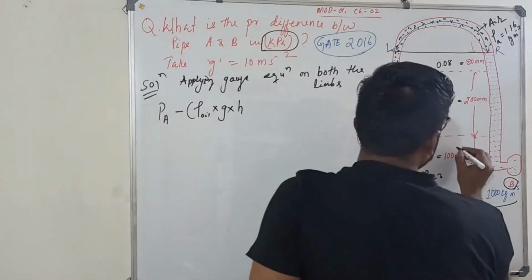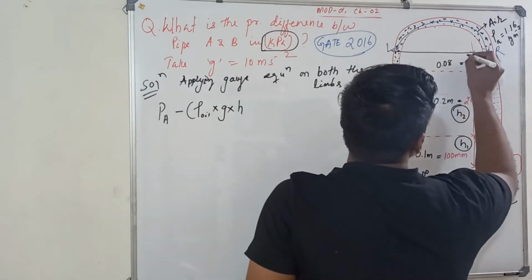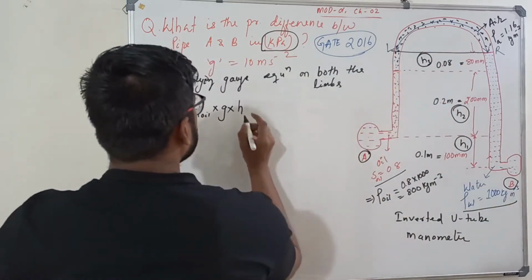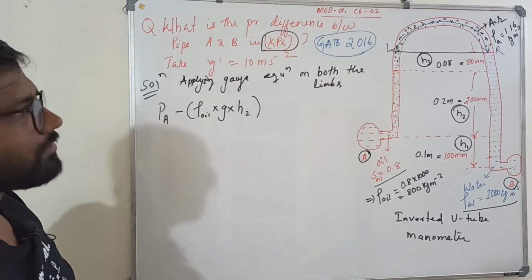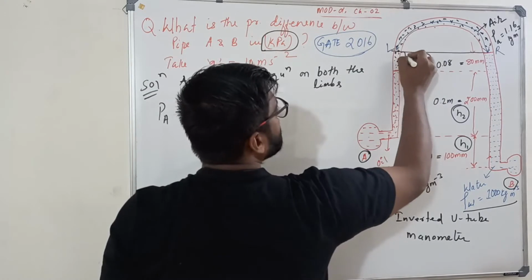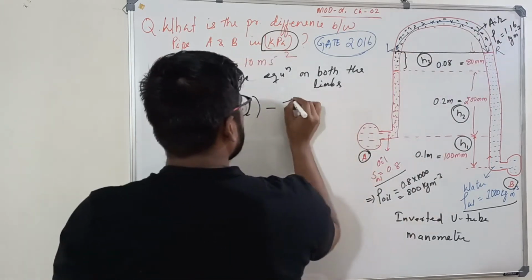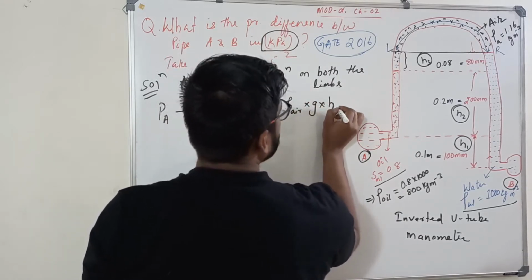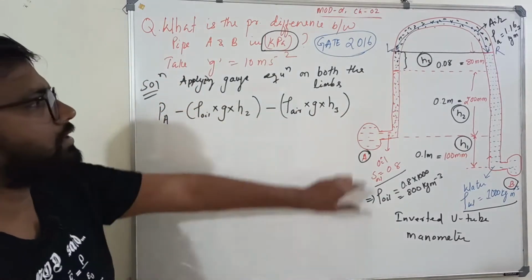Let's give them names. We will write this H1, this H2, this H3. So how much height? H2. Rho oil g H2. Again what do you have above? Minus. What is this height? Sir, height is 0.08 meter. What is here? Sir, air is there. So minus rho air multiplied by g multiplied by H3.